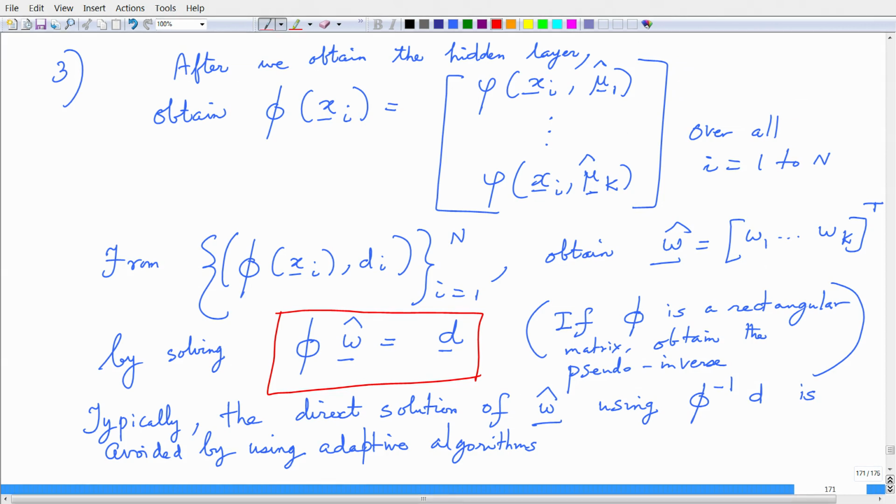It is not the case if data points go from 1 to n and the number of cluster centers we have are from 1 through k. In such a case, you will have a rectangular matrix and you will have to do a pseudo inverse computation to get the optimal w hat. And the direct inversion is difficult. In such cases, we circumvent these problems using adaptive algorithms, and one such procedure is using the recursive least squares algorithm, wherein we can solve for these weights optimally.